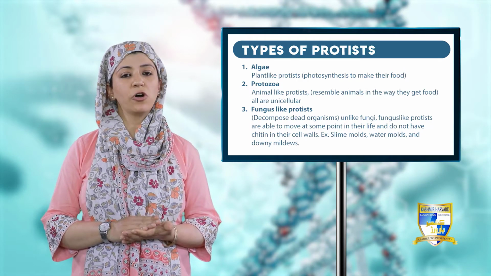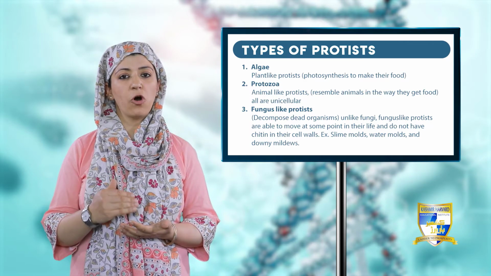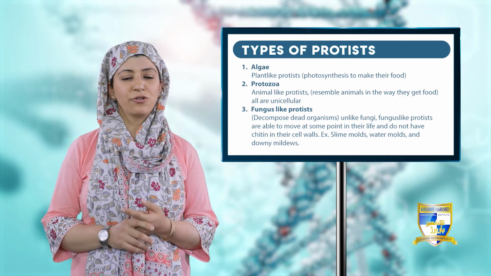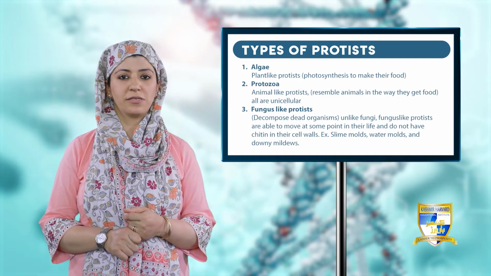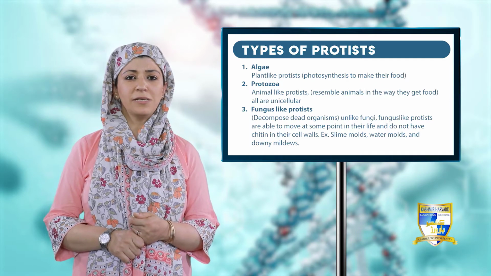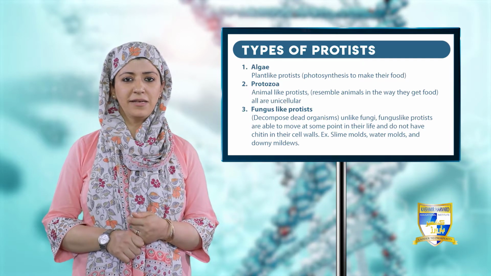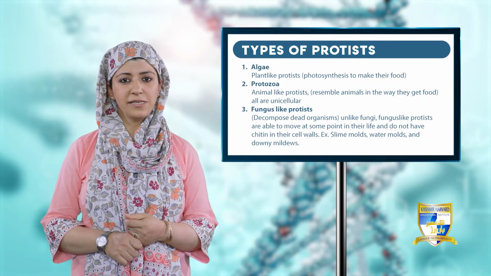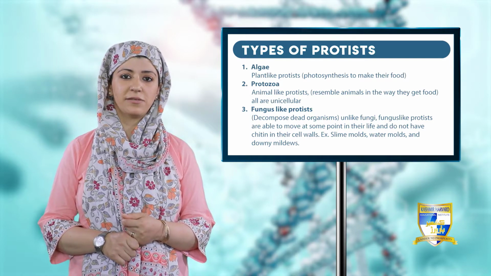So this time we are talking about the different types of Protists. Protists have been categorized into 3 groups. The first one is photosynthetic Protists, or simply we can call them Protist algae. In this group there are dinoflagellates, diatoms and euglena-like organisms.